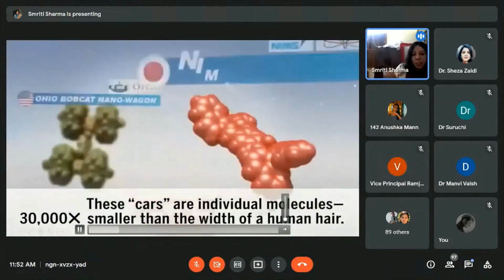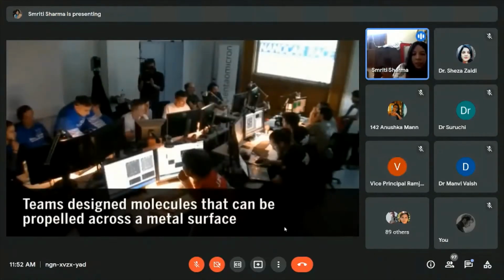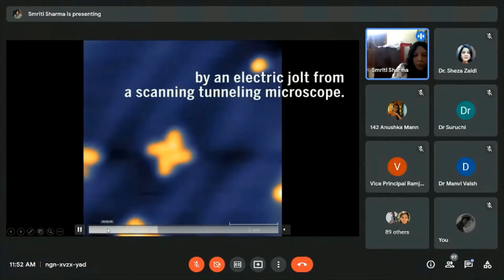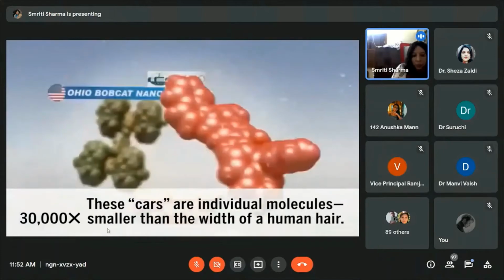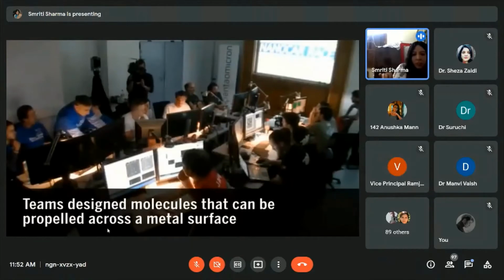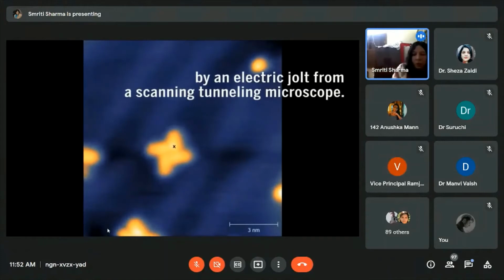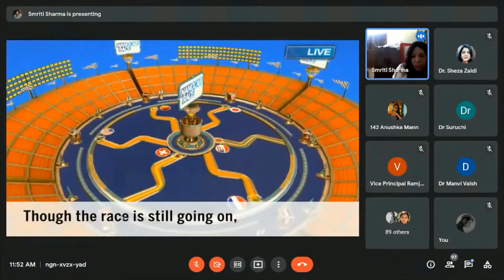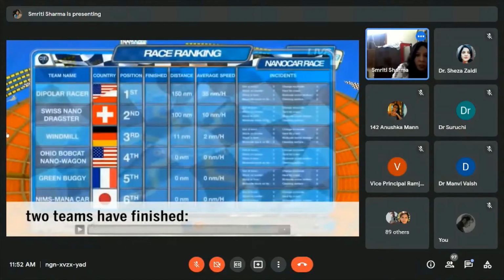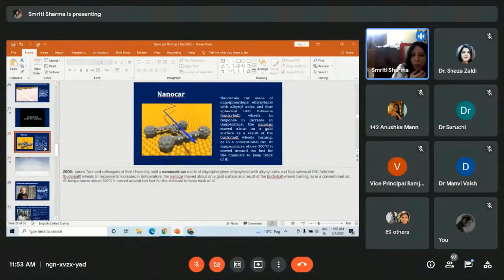So these are nano cars that have been devised by 6 different labs in the world. And this is a nano car race going on. These are individual molecules, 30,000 times smaller than a human hair. And they've been designed by 6 research labs, and then they saw which one would win the race. This particular video says that the race is still going on, but it has finished because this video is an old video. So how do you do that?